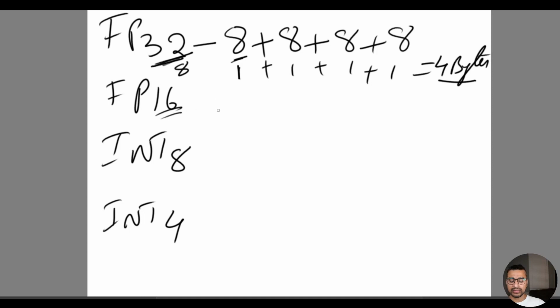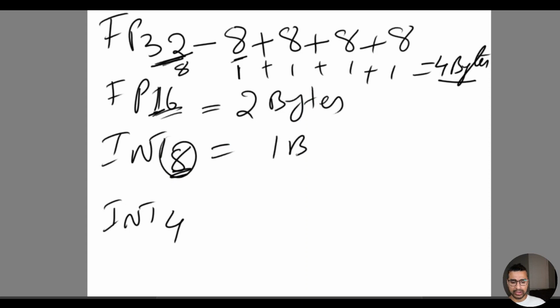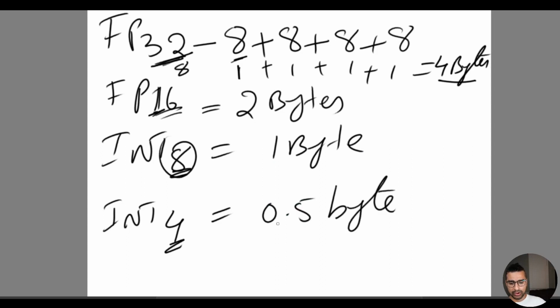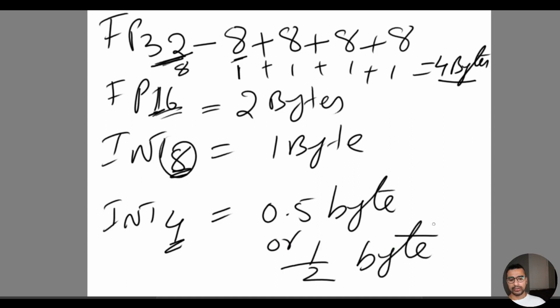FP16 is half of 32. If 32 takes 4 bytes, FP16 only takes 2 bytes. And int8 means it's only 1 byte, and int4 is just half a byte, 0.5 byte. Keep this information aside. We will see how it is useful in our calculations.